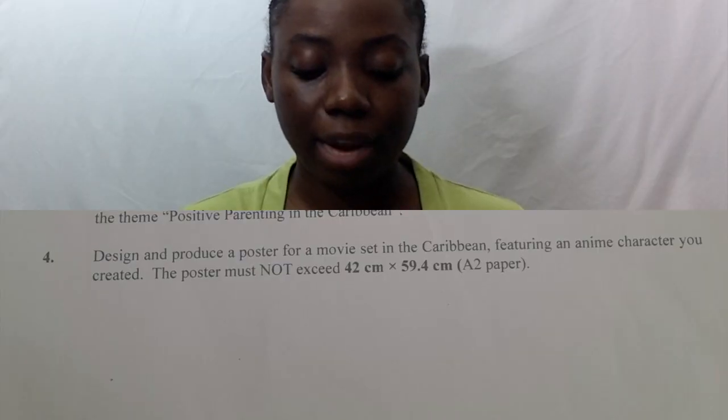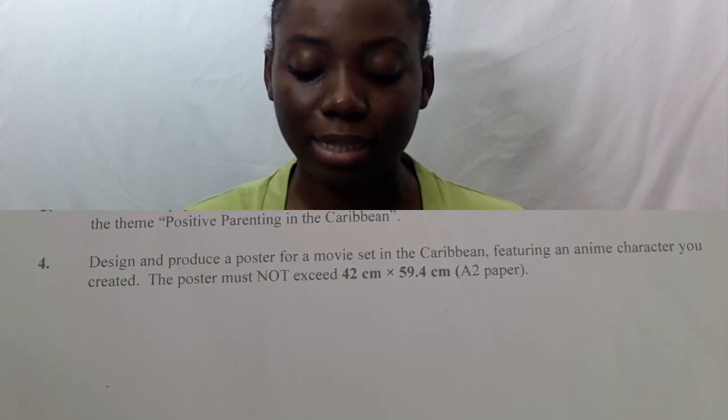Number 4, design and produce a poster for a movie set in the Caribbean featuring any anime character you created. This poster must not exceed 42 centimeters by 59.4 centimeters. They're giving you the size again. So it's a poster that you're doing, and it's going to be of an anime character that you have created. So you have to create your own anime character for that poster. That's the end of the questions for graphics and communication.